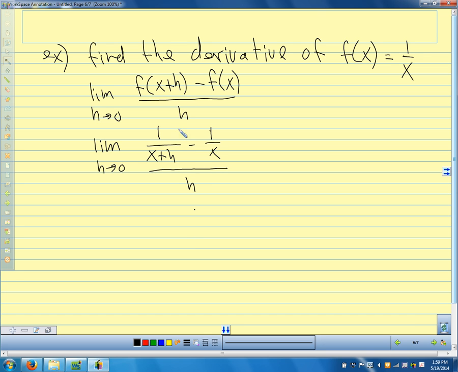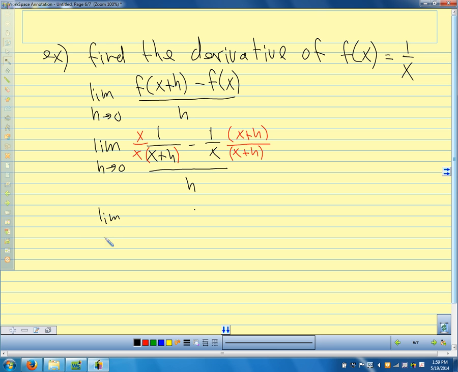What do we have to do up here in the numerator? We want to subtract these fractions. How do I subtract these fractions? We need a common denominator. What's our common denominator for x plus h and x? x times x plus h. So I'm going to multiply this fraction times x plus h over x plus h, and then multiply this fraction by x over x. So now I can subtract those fractions.